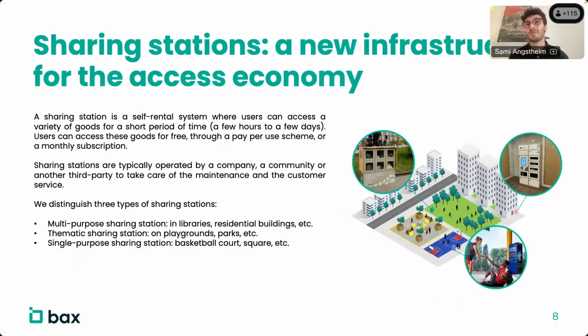And we can talk about two kinds of categories of those stations. Some are, for example, the multi-purpose sharing stations. So we typically find them in libraries or in residential buildings, also in grocery stores, where users actually find all kinds of items, household appliances, tools, and so on. And we also see other kinds of sharing stations, for example, the outdoor ones which are thematic. For example, sports sharing stations are growing in cities now, where imagine going to a basketball playground and you will have a locker there where you can access directly the different balls and equipment that you need.